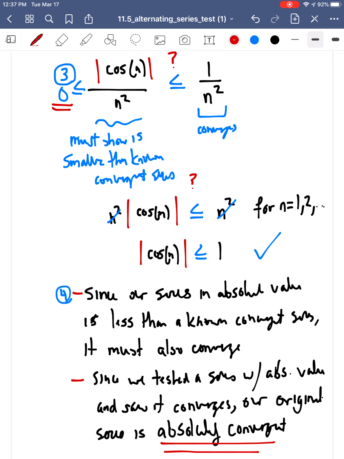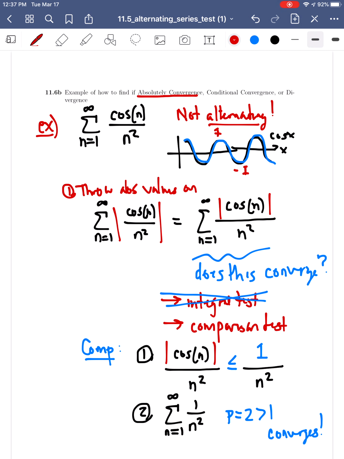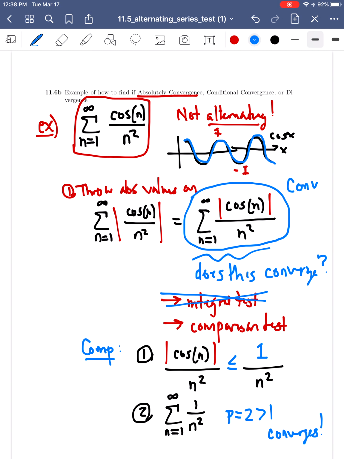So again, to walk us through this problem, we started off with this series from n equals 1 to infinity of cosine of n over n squared. This is not an alternating series. There would be a couple terms at some point that are positive in a row, followed by a couple terms that are negative in a row, and so on. To test whether it's absolutely convergent, we threw absolute values on each term and then tested the series from n equals 1 to infinity of the absolute value of cosine of n over n squared. And we saw that this converged. And because that series with absolute values converged, we're able to say it is absolutely convergent. It just so happens that we showed the series with absolute values converged using a comparison test.